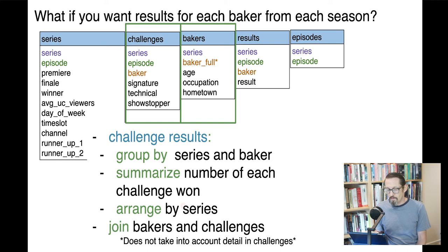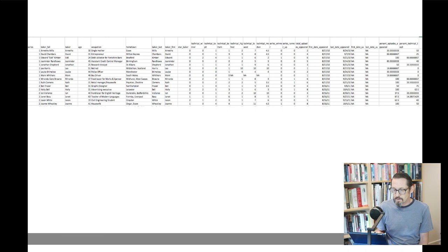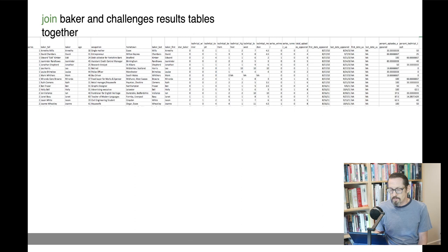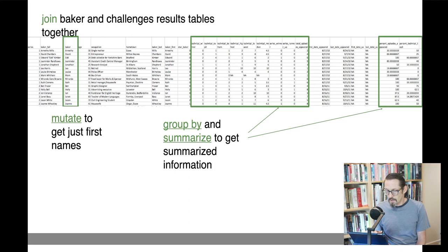So, what does this look like? Something like this. We've joined together the results like we talked about using the first name. Okay, we had to mutate to get that first name. Now we want to group by each person, so there's only one person per series on each one of these rows, okay? And these columns are summaries of the data. They're summaries of the challenges in various ways that we've created, okay?